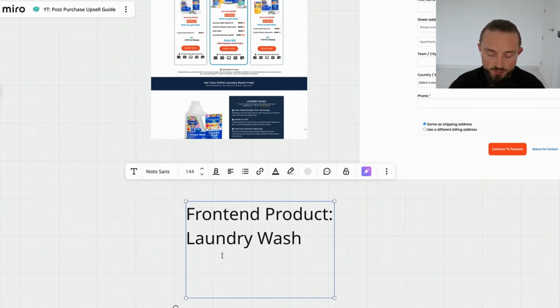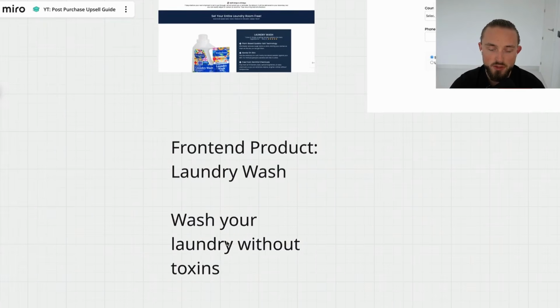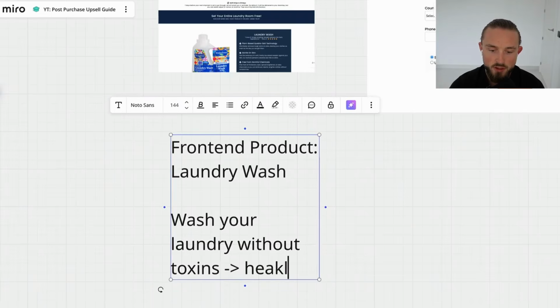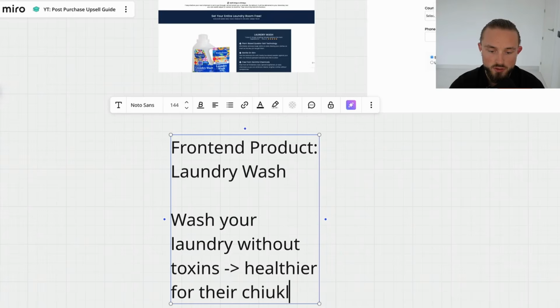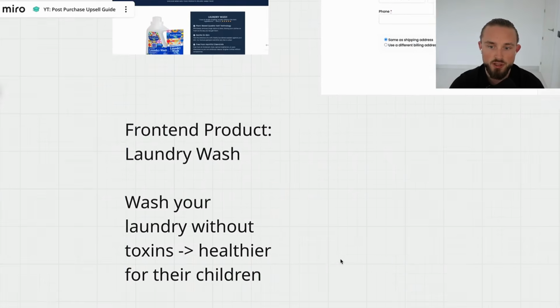So this is essentially what the product does. The mother can wash the laundry without toxins, which is healthier, which then is healthier for their children. So this is what the front-end product does.